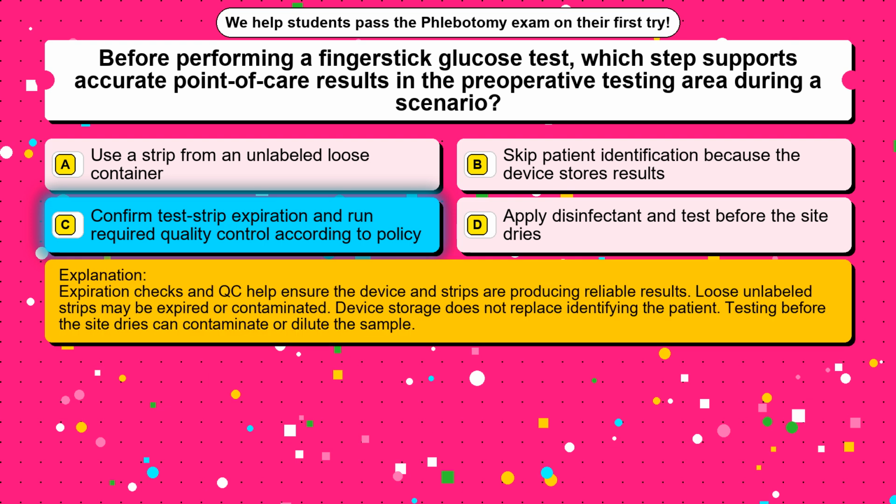Expiration checks and QC help ensure the device and strips are producing reliable results. Loose unlabeled strips may be expired or contaminated. Device storage does not replace identifying the patient. Testing before the site dries can contaminate or dilute the sample.